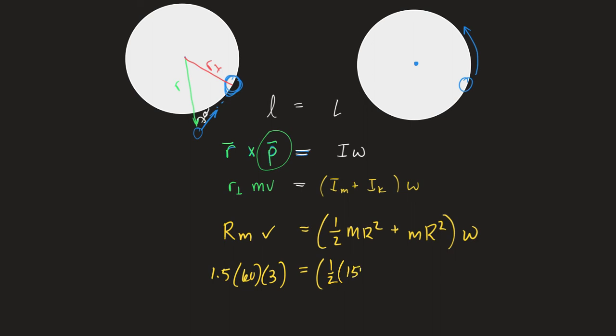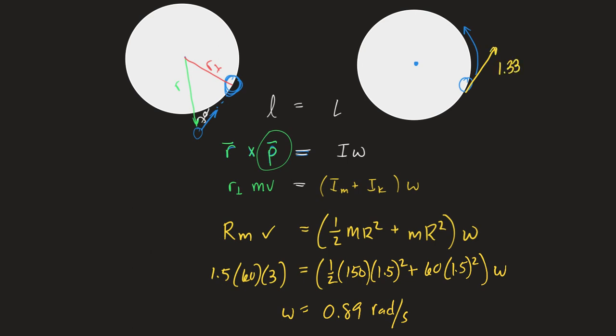1/2 times 150 times 1.5 squared plus 60 times 1.5 squared again, omega. And there it is. That's it. That's all I had to do. I think this is like 0.89 radians per second. Somebody do me a favor. Tell me what 0.89 times 1.5 is. It's a little less than 1.5, obviously, but... 1.335? Yes.